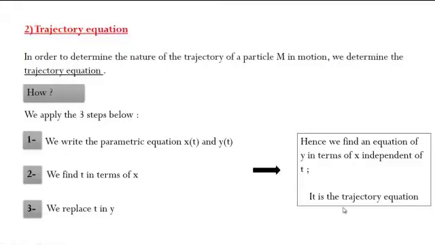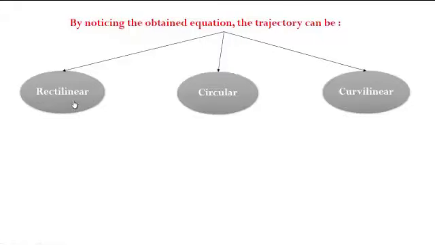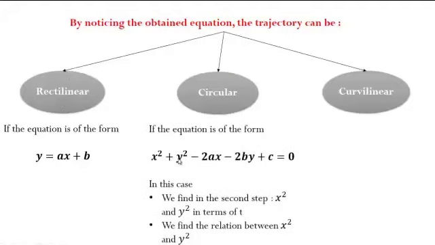But now, how do we know the nature of this equation? Is it a curve, is it a line, or is it a circle? Here we must notice the form of the equation. If the equation is of the form y equals ax plus b, where the degree is only 1 or 0, then it's a line, so it's a rectilinear trajectory. If the equation obtained is of the form x squared plus y squared minus 2ax minus 2by plus c equals 0, then this is the equation of a circle, and the trajectory is circular. But notice that the coefficient here is 1, and here also it's 1. So it's x squared plus y squared.